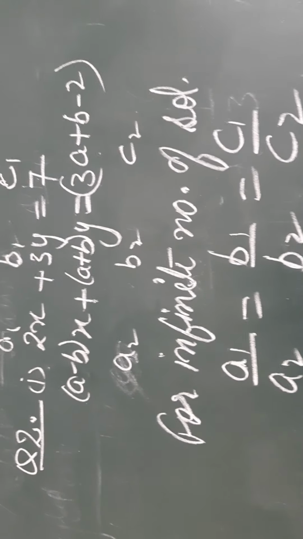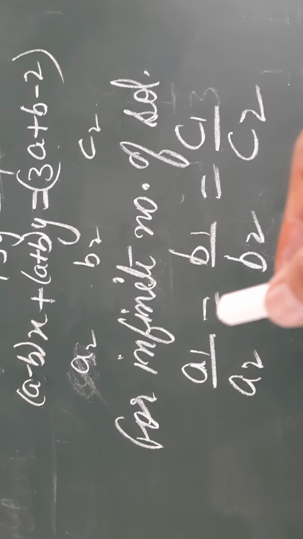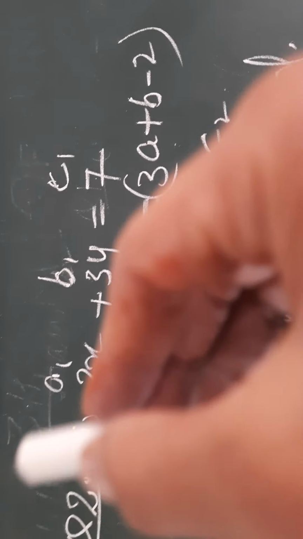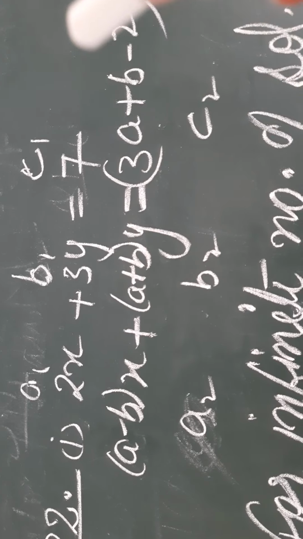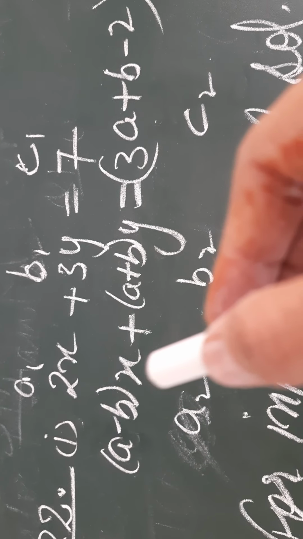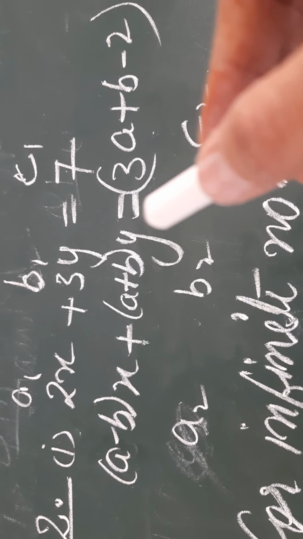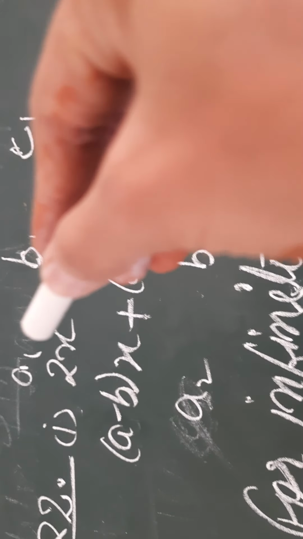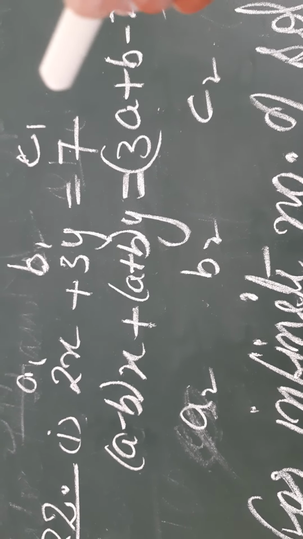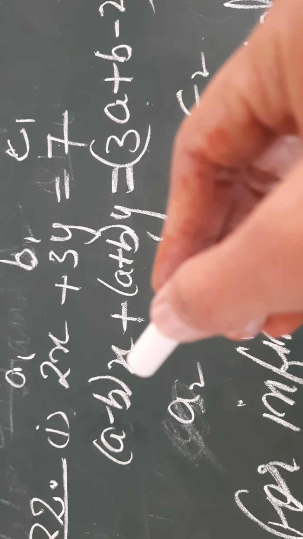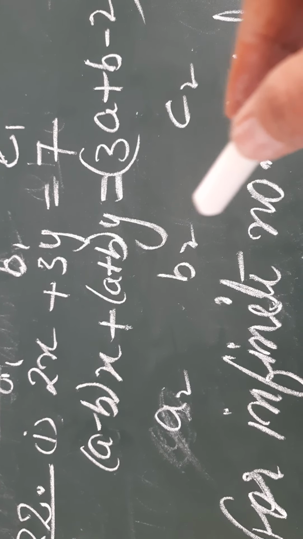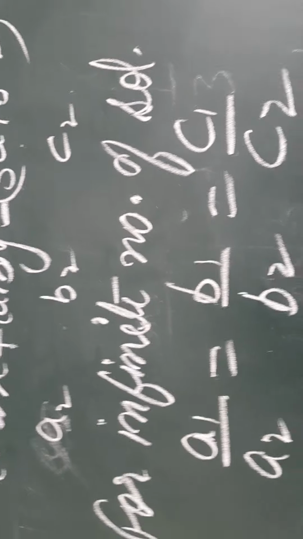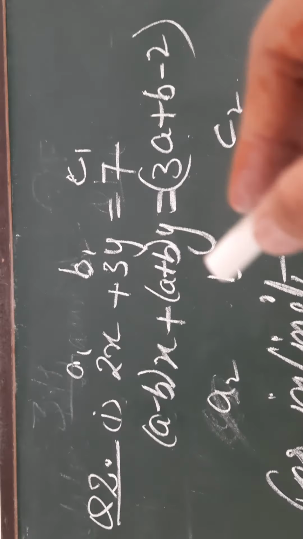So dear students, whenever the type of solution is given to you, first of all write the condition. Now two equations are given to you: 2x plus 3y is equal to 7, and (a minus b)x plus (a plus b)y is equal to this. Remember, a1 is 2, b1 is 3, c1 is 7. Similarly, a2 is (a minus b), the complete bracket. b2 is the coefficient of y, the complete bracket. c2 is this complete bracket. So just put the values of these in the ratio.